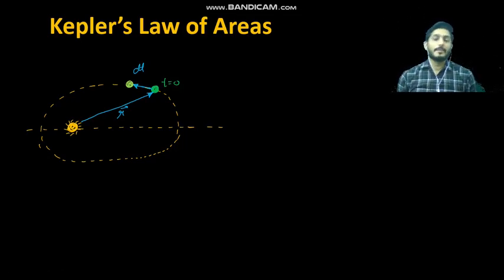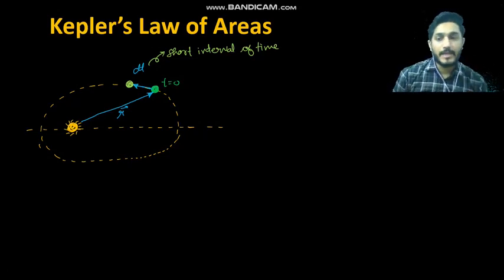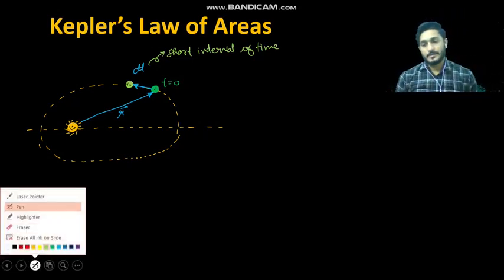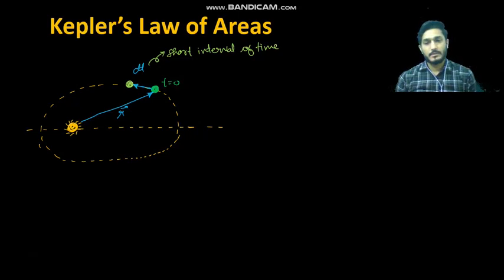Now we are assuming that for this short interval of time, the speed of Earth remained constant. So let's say the speed is v. And now the Earth's new position vector would be somewhere here. This is the new position vector of Earth. Let me call this r prime.